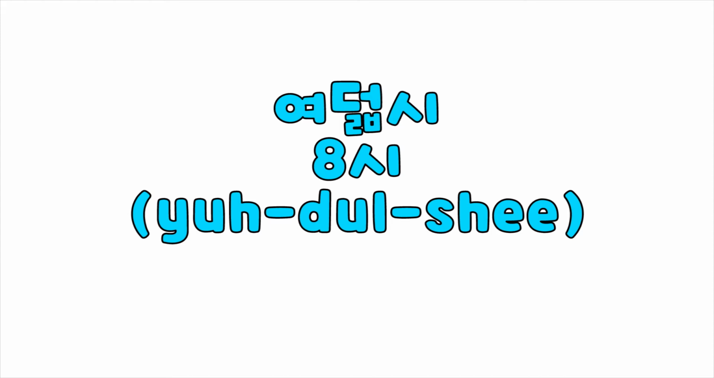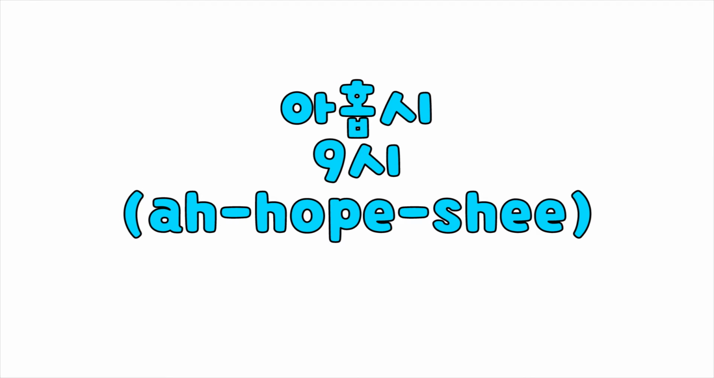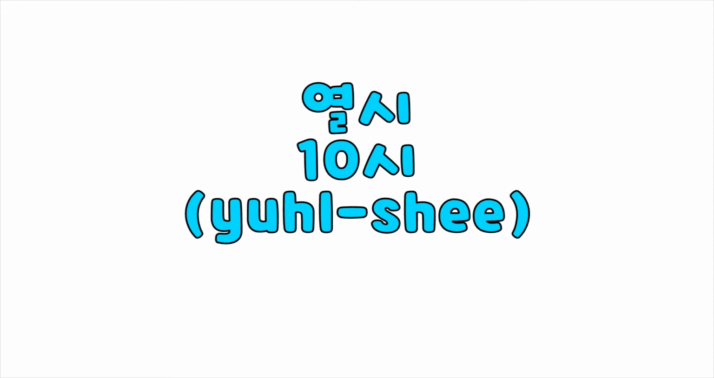Now this one's kind of strange because when we see the written, it's the 디귿, 리을, 비읍. But the 비읍 has a very soft sound. So 여덟 시, we hear it that way. 9 o'clock is 아홉 시. So that's 아홉 시. 10 o'clock is 열 시. So that's 열 시.